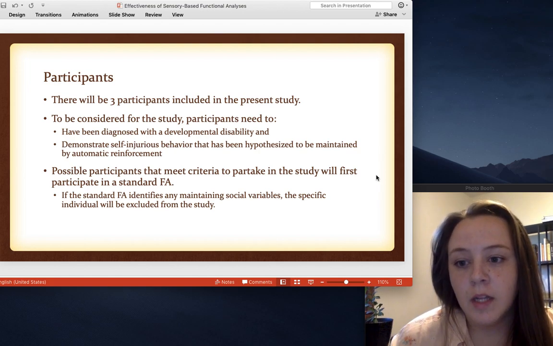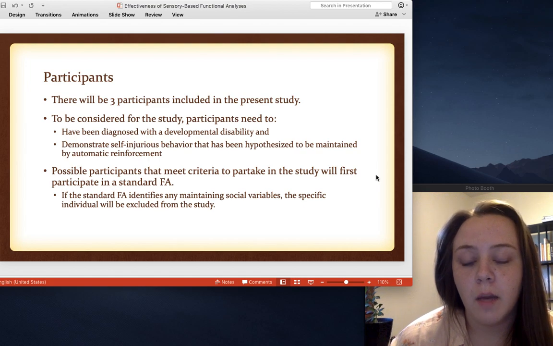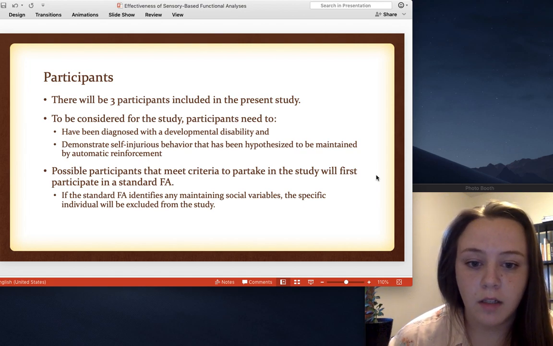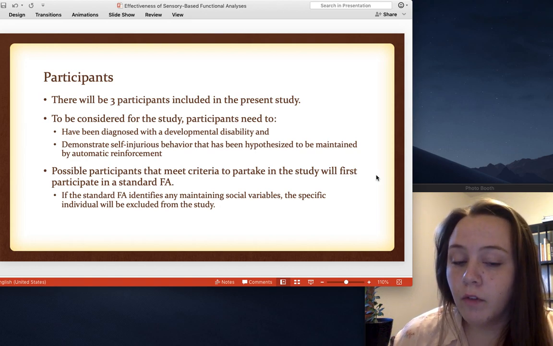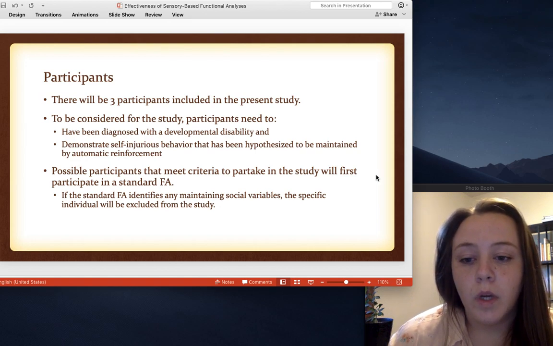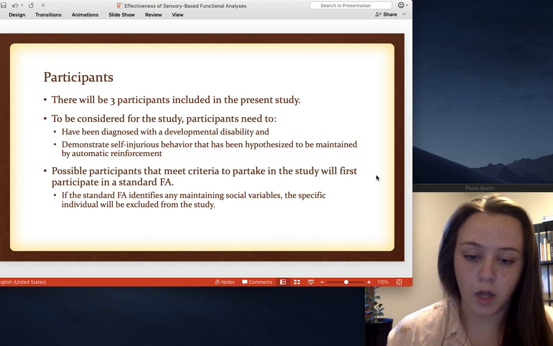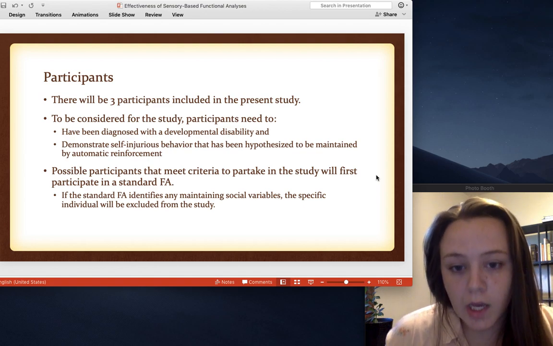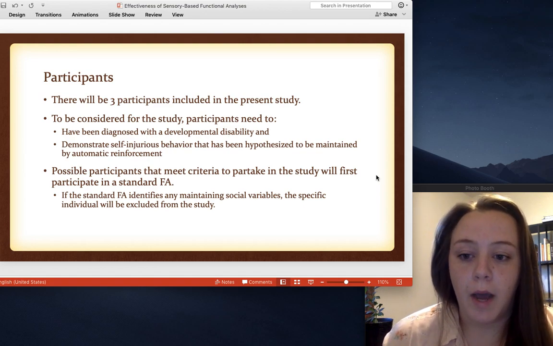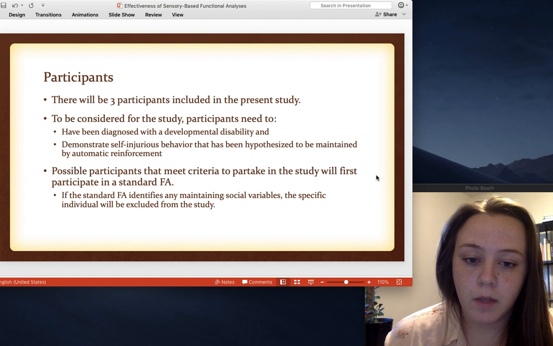So the next little piece on that slide is talking about a standard FA being conducted prior to actually having them be part of the full study, and this would just help rule out any possible social variables to ensure that their problem behavior, the self-injury, is truly maintained by some form of automatic reinforcement.